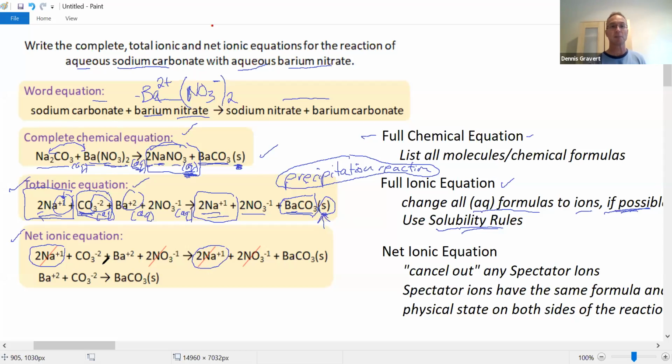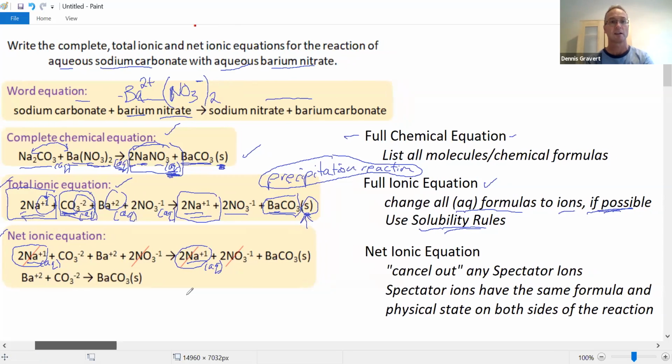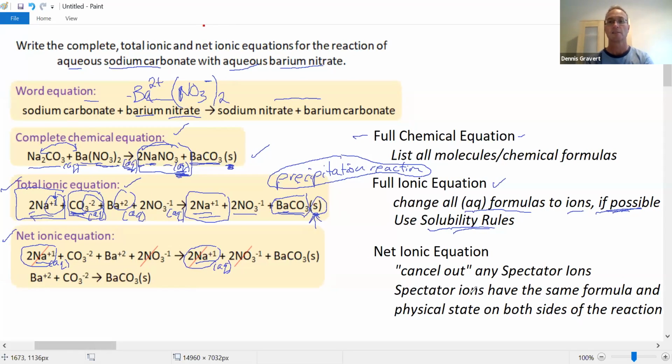And by not changing, I mean the formulas are the same. Na+ is still Na+, and the physical states are still the same. So these are both aqueous. That makes up a spectator ion, and you can take them out. So I kind of cut myself out here on the bottom. Let's get that in here. Yeah, spectator ions have the same formula and physical state on both sides of the equation.